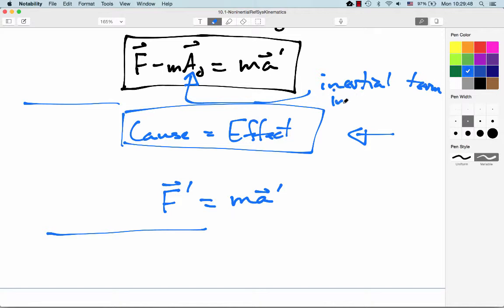Phrases are inertial force or fictitious force. So the problem with calling it a fictitious force, and you do see that a lot, especially in 100 and 200 level texts, is that if you ask, is the inertial term real, in quotes, if you're an observer in the primed frame, yes it is. There's really no way that they could do an experiment to show that it wasn't.